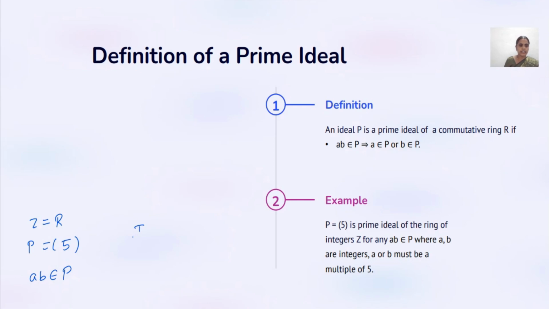Now we take another ideal which is the multiples of 6. Now check whether it is prime or not. If we take any element of the form ab belongs to I, here I am going to take 2 times 3, which belongs to I, but neither 2 nor 3 belongs to I. So this I generated by 6 is not a prime ideal.